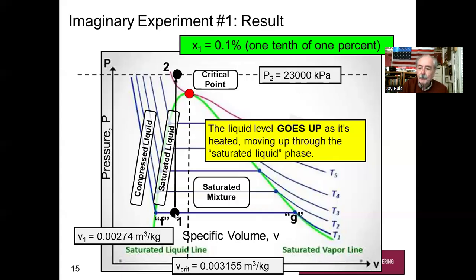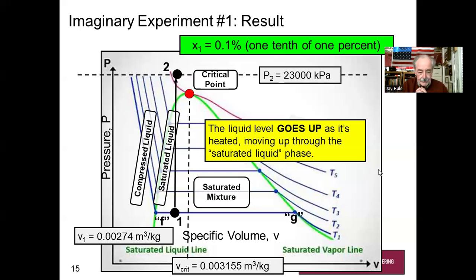What's our process going to look like on our PV diagram? We're starting at state 1. We're adding heat at constant volume, rigid vessel. So we're going to be on a vertical line, and we're going to keep adding heat until the pressure reaches 23,000 kPa, or in other words, 2.3 megapascals. I remember that the critical pressure, I think, was around 2.2 megapascals. So my sketch is correct. We're going up over the critical point.